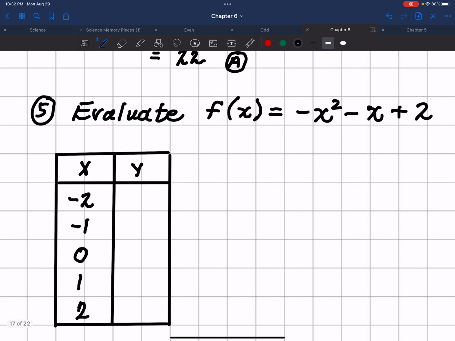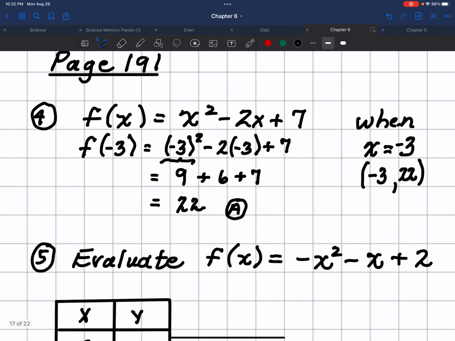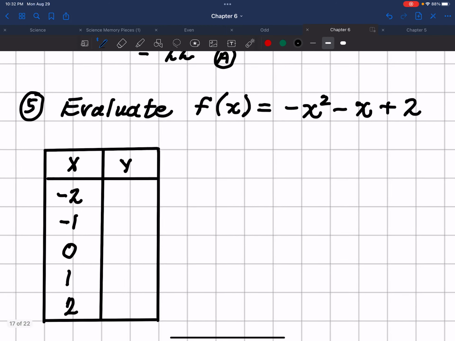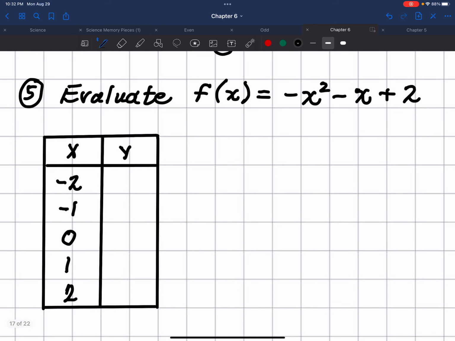For number 5, it says to evaluate the function when x is negative 2, negative 1, 0, 1, and 2. So for this one, because there are so many points here, I'm just going to use a table of values. In number 4, we just came up with 1 point, but in this one, we're going to come up with 5 points. Now, I want you to be very, very careful right here. I'm going to show you how to deal with that situation, and it's very important that you watch that negative sign. So here we go with f of x.